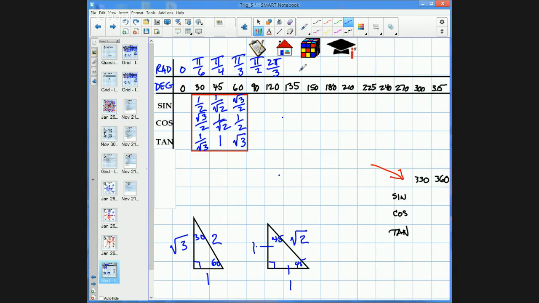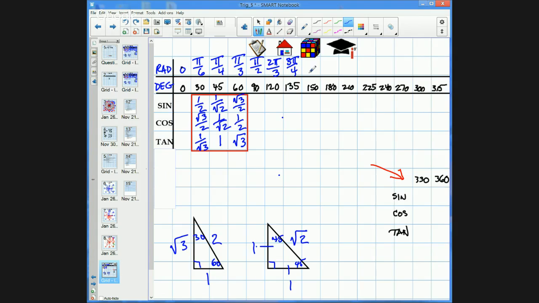135 is what? 45 degrees past 90. Okay. So, I mean, isn't that really just 45 three times? So what's 3 times pi over 4? 3 pi over 4.